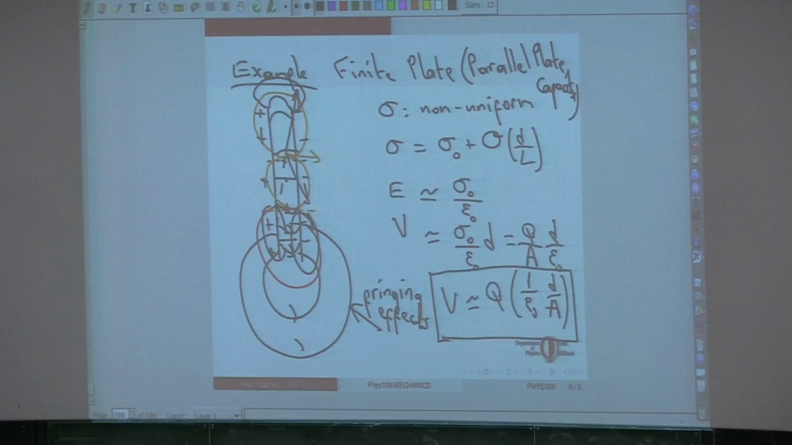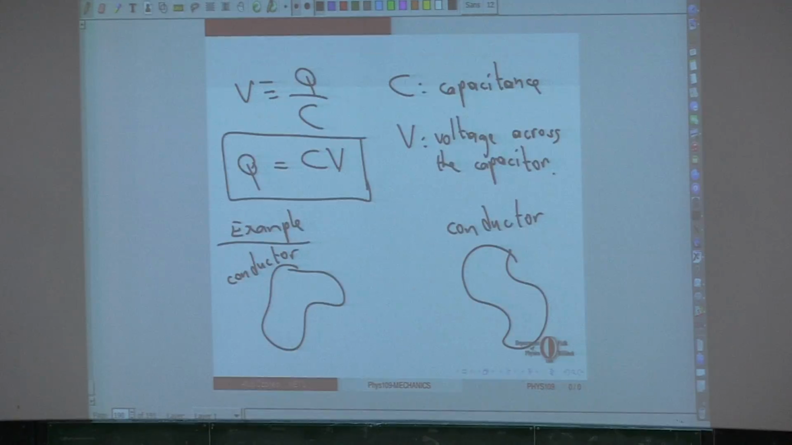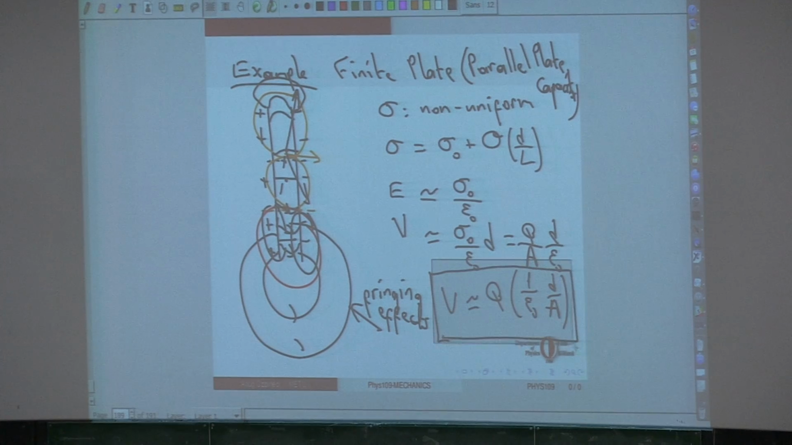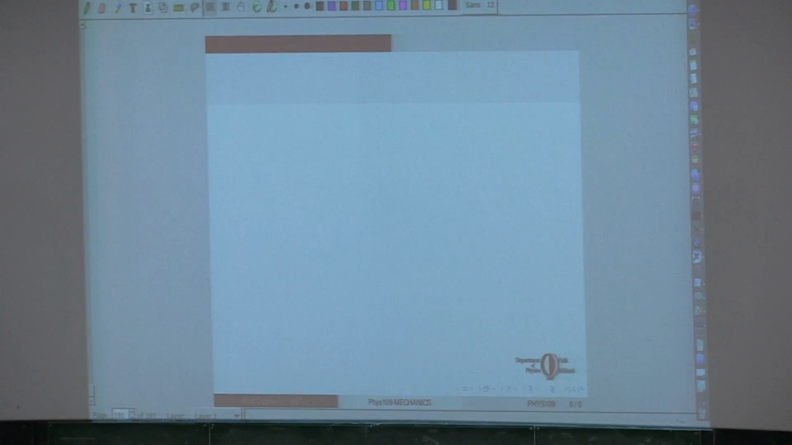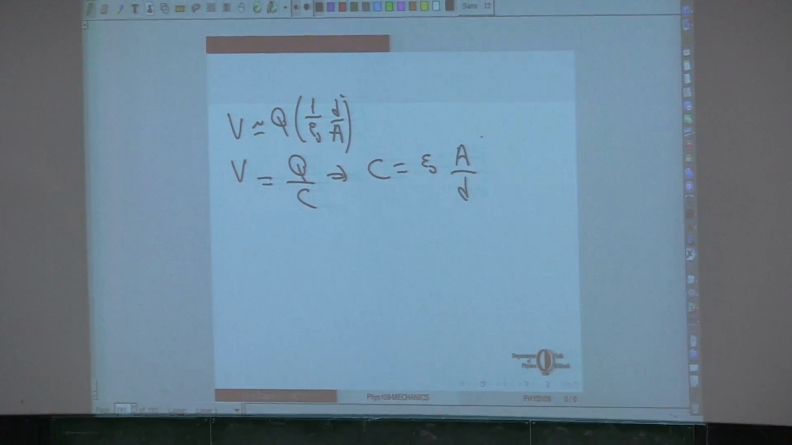Now, this is one example where we can actually calculate the capacitance analytically. Of course, making these assumptions, we can calculate it. Without these assumptions, even this is quite a complicated problem. So in this case, the capacitance, this is what we had. And we know that V is defined as Q over C. This tells me that C is equal to epsilon 0 A over d.